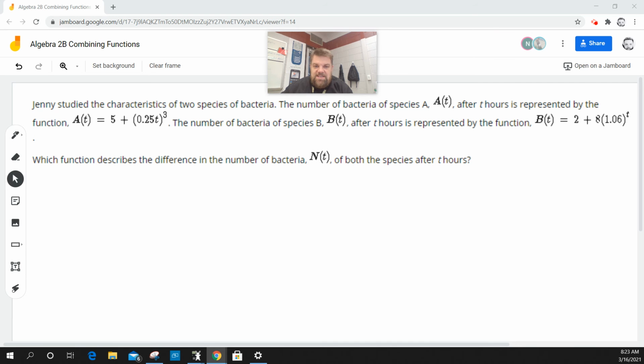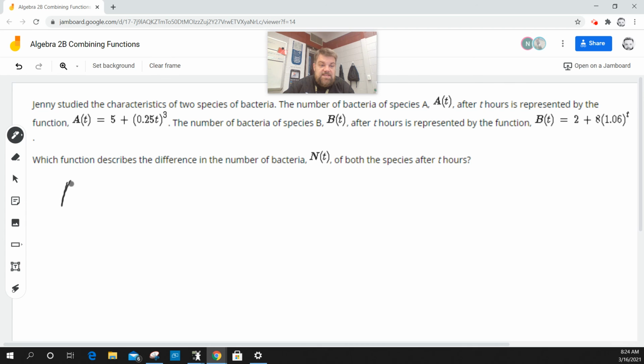The number of bacteria species B of T, after T hours is represented by the function B of T equals 2 plus 8 times 1.06 raised to the T. So it says which function describes the difference of the bacteria N of T after both hours. When they say difference, we don't know if we're subtracting A from B or B from A. But the general rule of thumb is you go in the order that they presented.